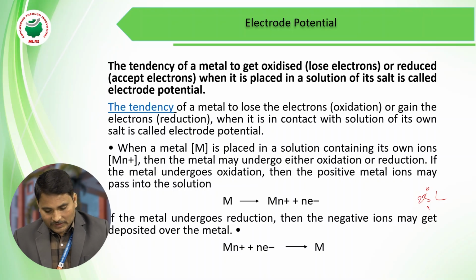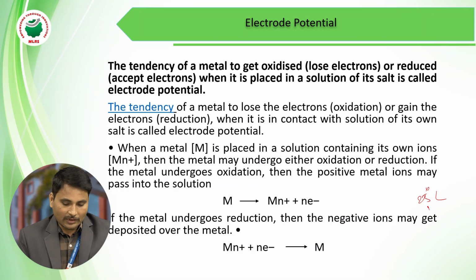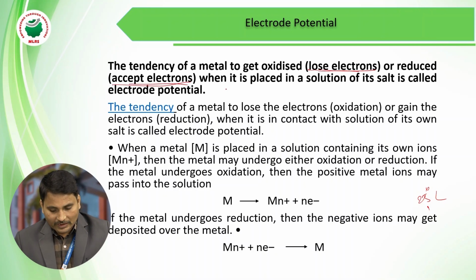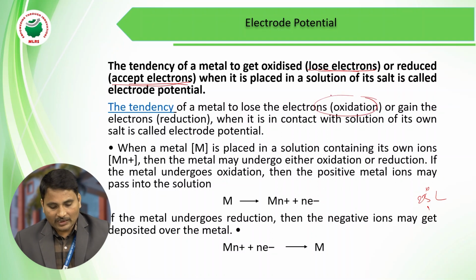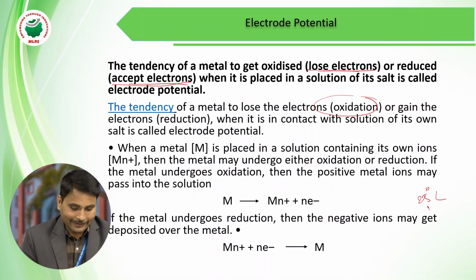When we are talking about the standard electrode potential, two possibilities are there. One is loss of electrons, another is acceptance of electrons. The loss of electrons we call oxidation, and the acceptance of electrons we call reduction.